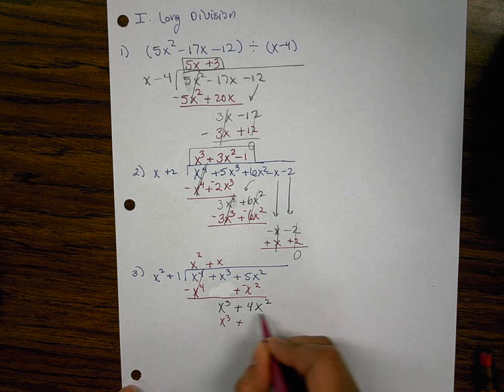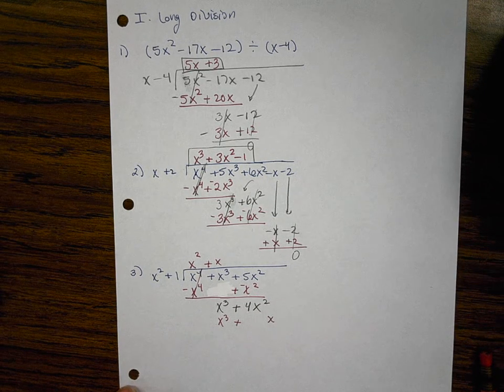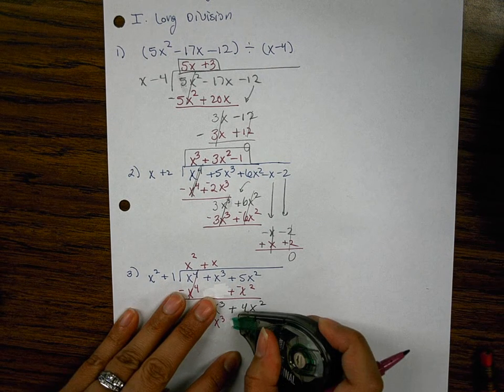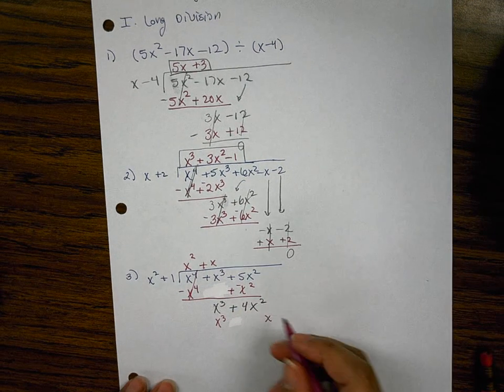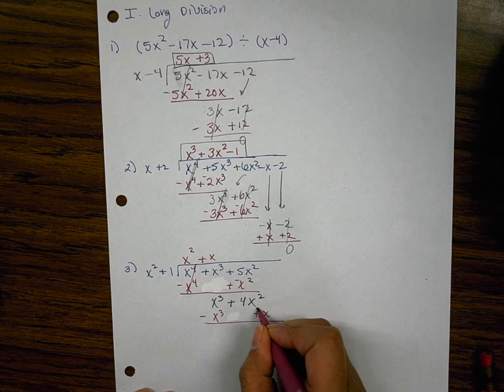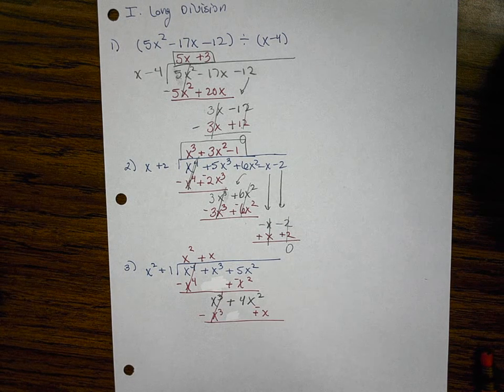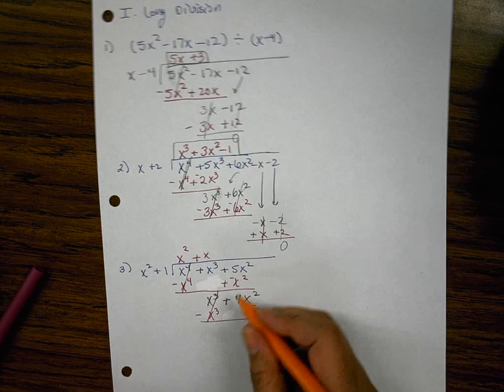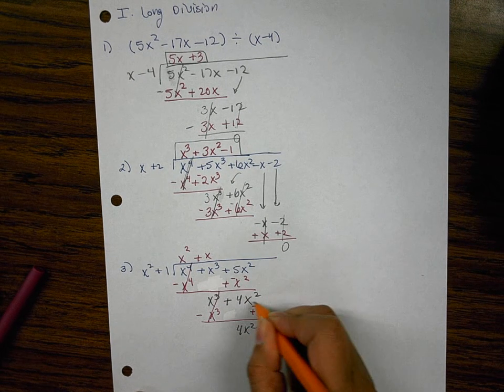Distribute. That's x to the 3rd plus x. Not a like term here, I'm just going to put it over there, plus x. And again, you could put it right underneath. It really doesn't matter as long as you know they're not like terms. Distribute your negative, minus, minus. First set should always be gone.